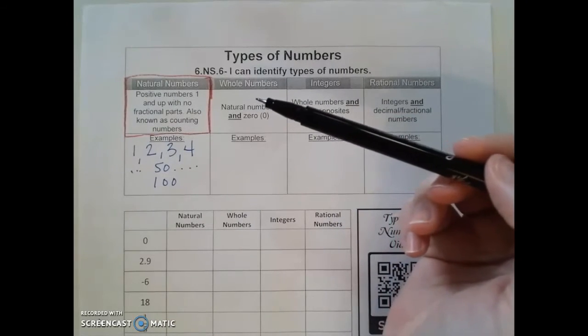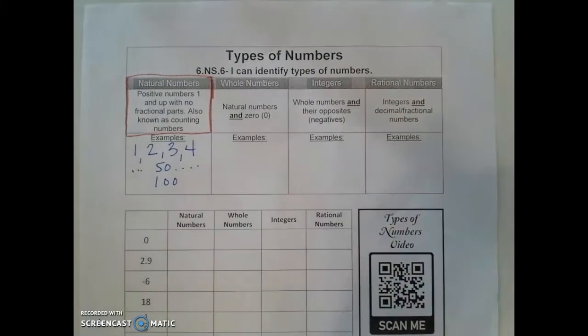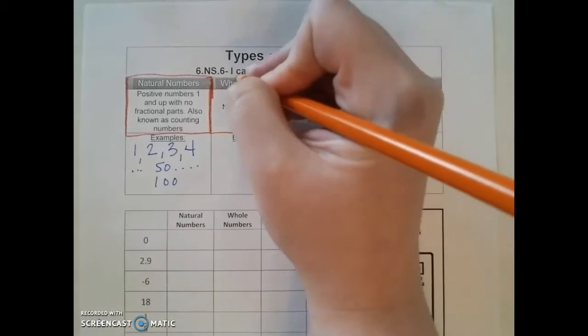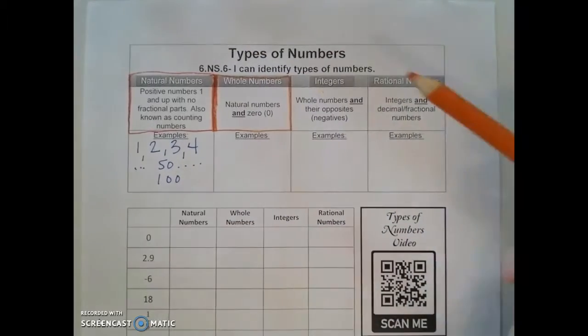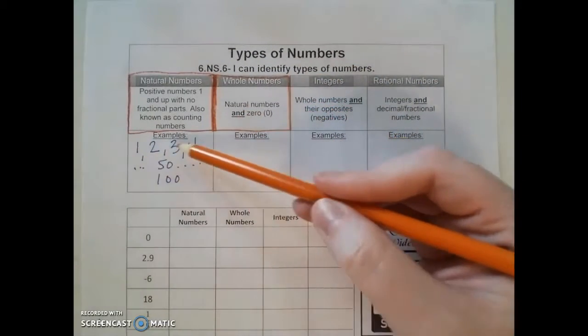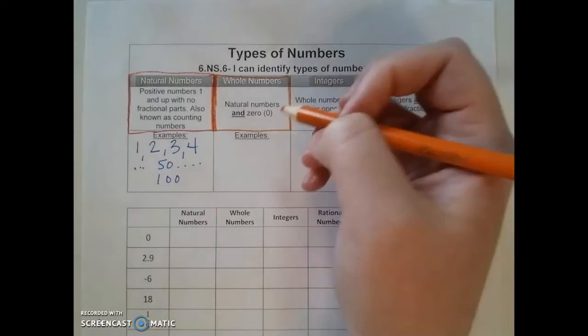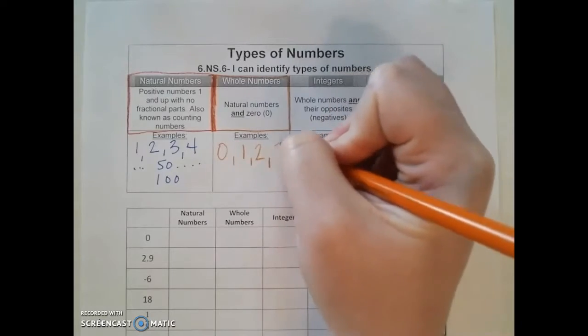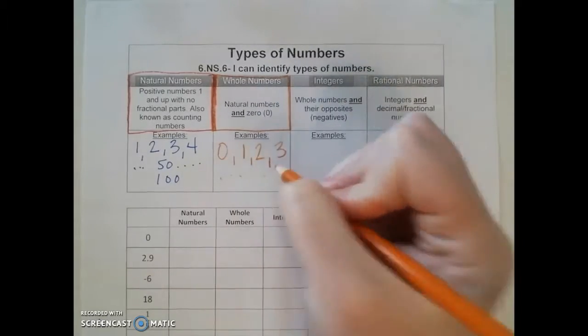And then our whole numbers, again, I'm going to highlight here in orange to separate it out for me. Our whole numbers are natural numbers and 0. So here we still have all of these numbers here, but we're going to add in 0. So we'll have 0, and I'll just say 1, 2, 3 for examples, and on it can go.